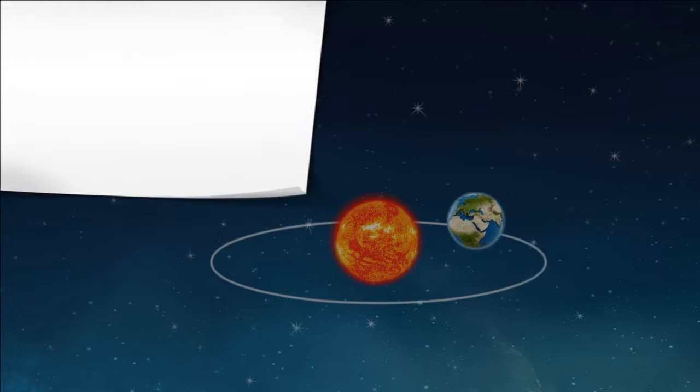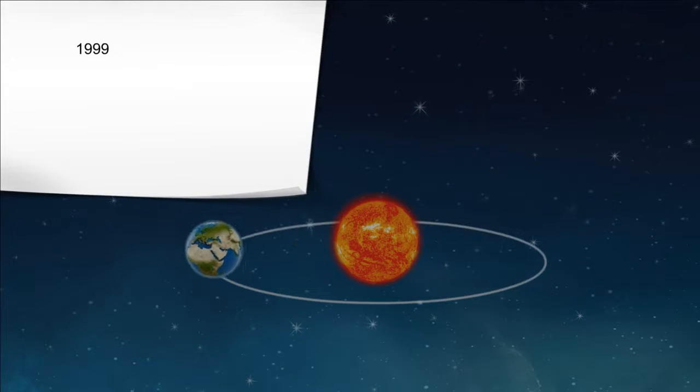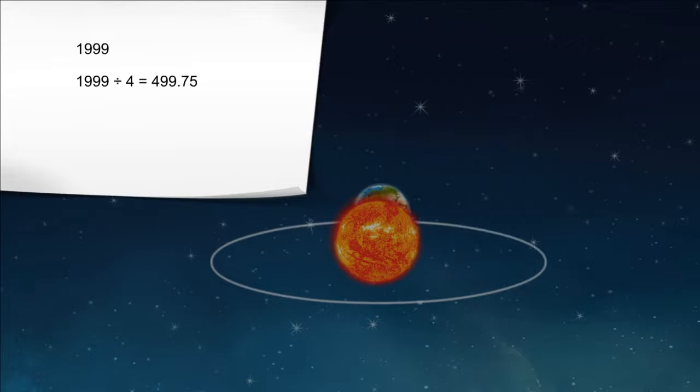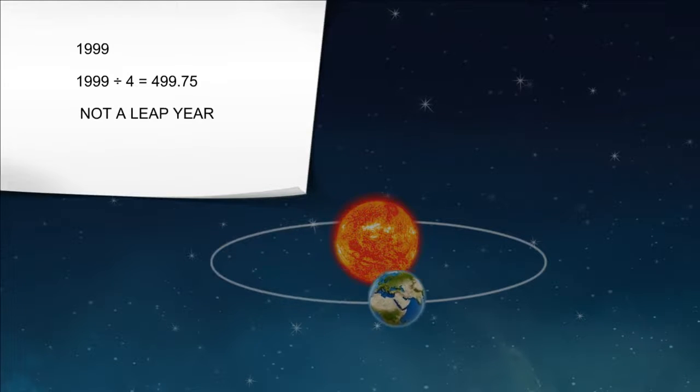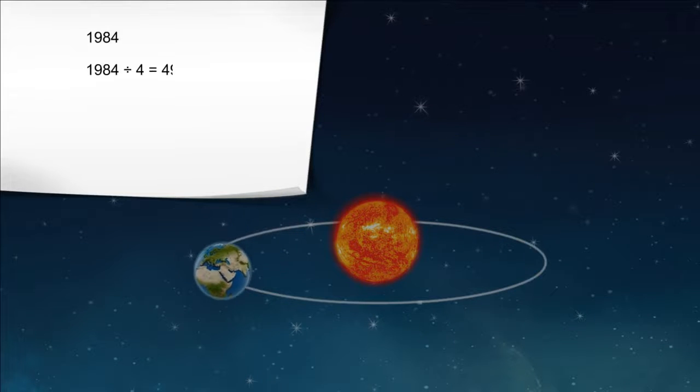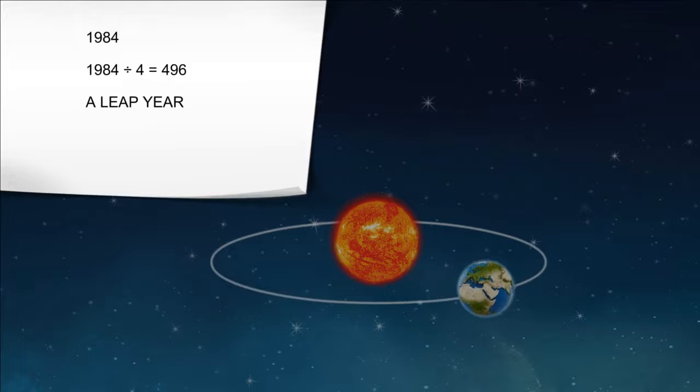Let's see some examples. The year 1999. Do you think it was a leap year? If we divide 1999 by 4, the result is 499.75. Oh, it is not completely divisible by 4. Therefore, it is not a leap year. The year 1984, if we divide 1984 by 4, the result is 496. Yes, it is completely divisible by 4, which means that 1984 was a leap year.